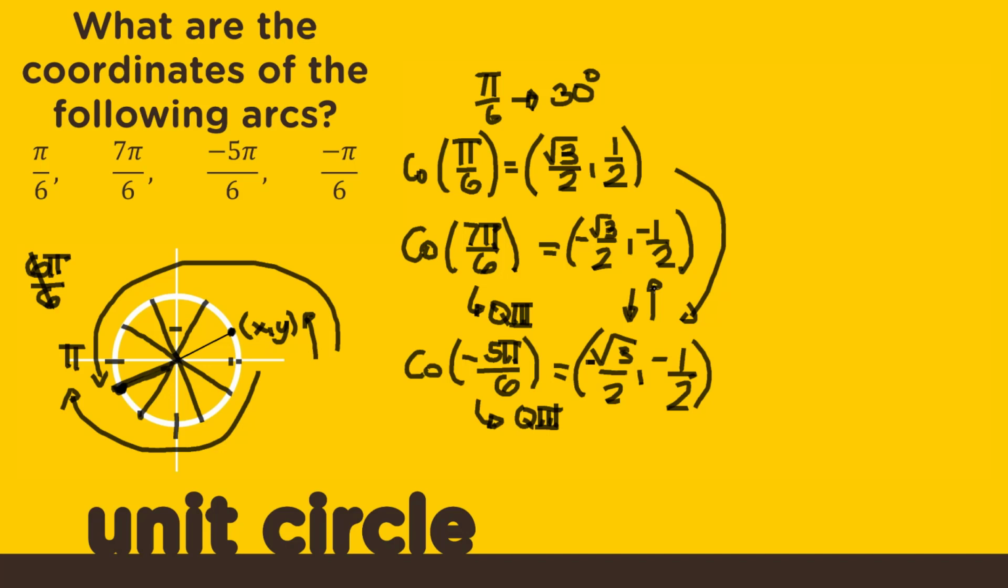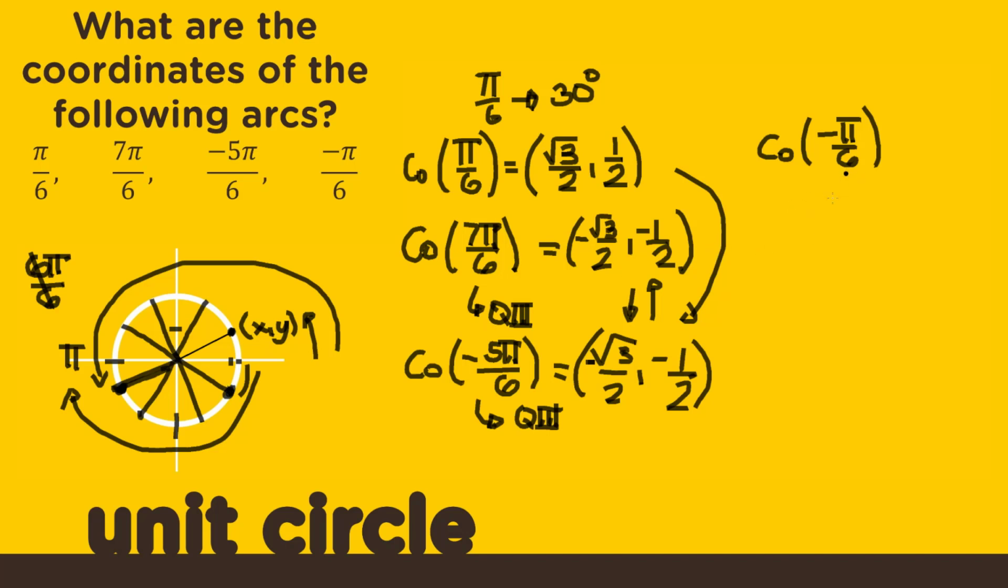So the location of the terminal point tells us a lot about the coordinates of each terminal point. Let's have the last one. The coordinate of negative pi over 6. That's negative, so we just simply move here and only 1. This is the terminal point of that arc, negative 5 pi over 6.